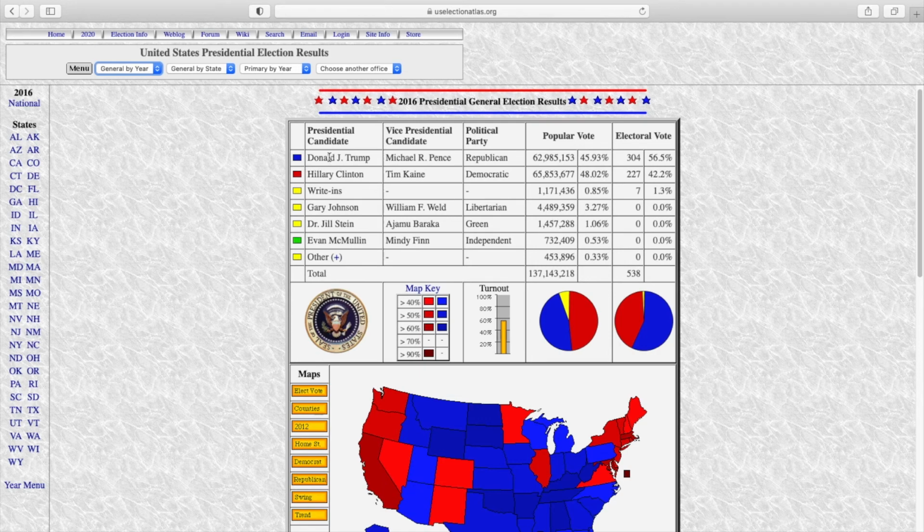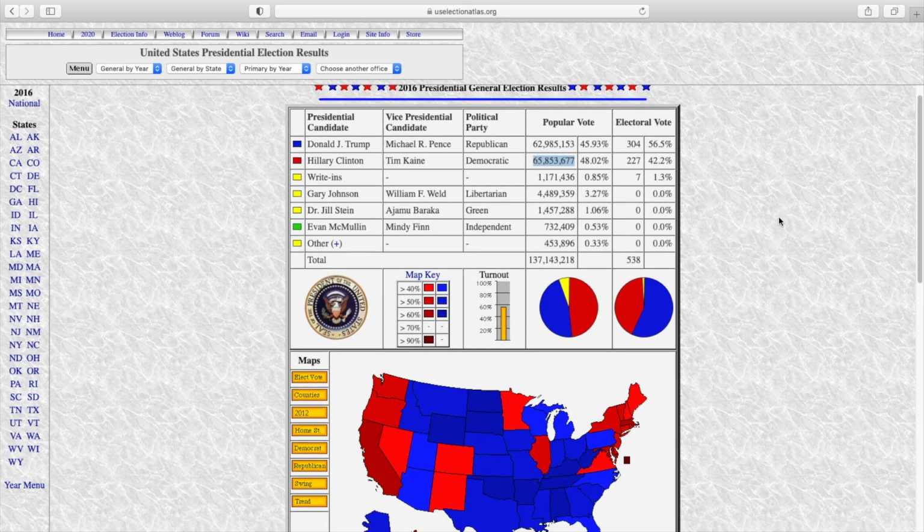In 2016, Donald Trump got 62,985,153 votes, or 45.93%. However, Hillary Clinton got 65,853,677 votes, about 3 million more than Donald Trump, 2.9 million. And that doesn't matter. Even though Hillary Clinton got more votes than Donald Trump, that is not how we elect the president.